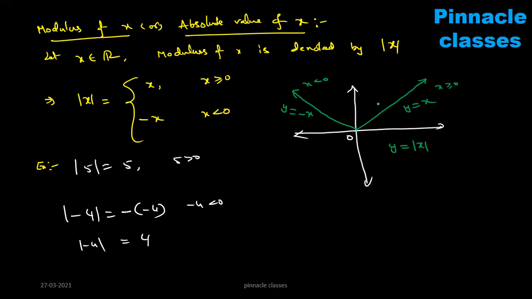Let us discuss the properties of these cases. So once again, I'm giving examples. Modulus of minus 7 by 2 is 7 by 2. Modulus of minus root 2 is root 2, like that.